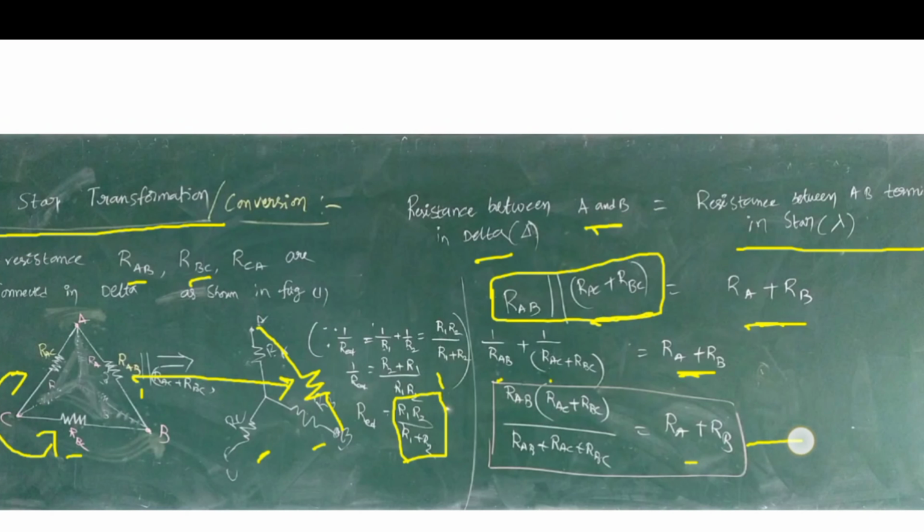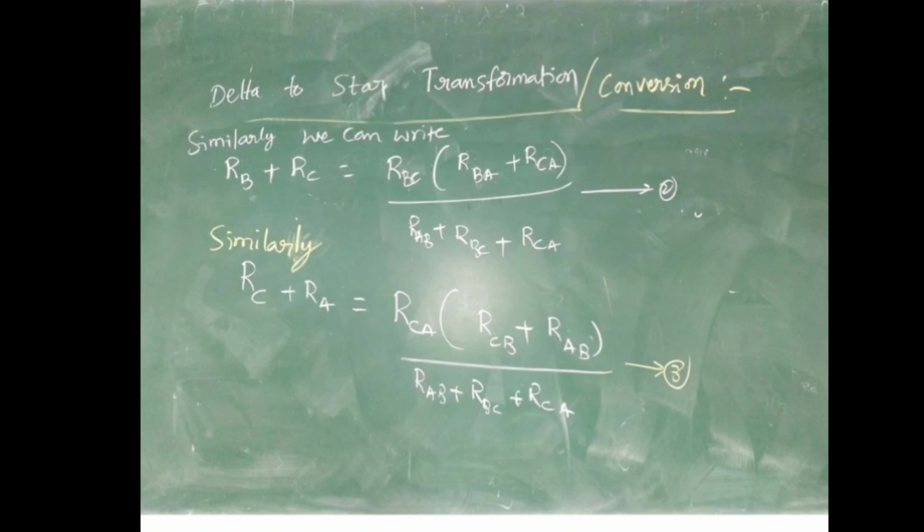Make it as equation 1. This is the equation 1 we got. Similarly, we are applying another arm. The another arm consists of these resistances, this arm RBC. RB plus RC in another arm, that is RBC into RBA plus RCA by total resistance RAB plus RBC plus RCA.